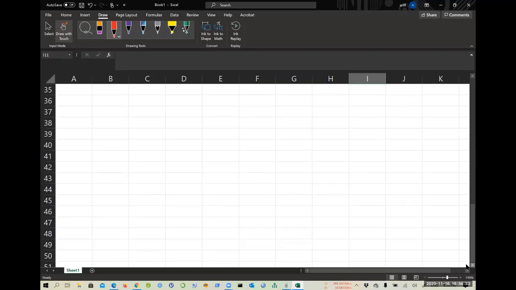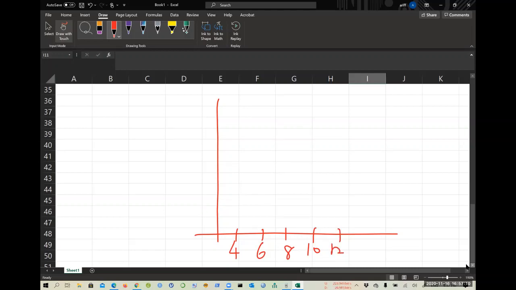Let's just draw it here. So you have the axis. So start with 4, and then 6, 8, 10, 12, and 14. And then the value goes from the highest is 30. So the highest is 30, so you can use 5, 10, 15, 20, 25, 30. And then please label your axis.